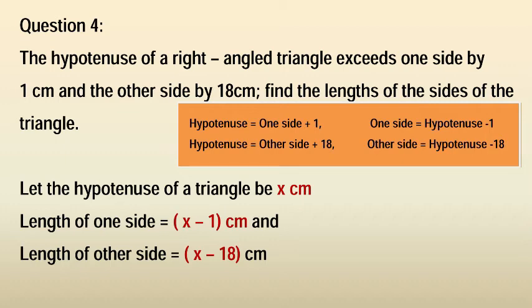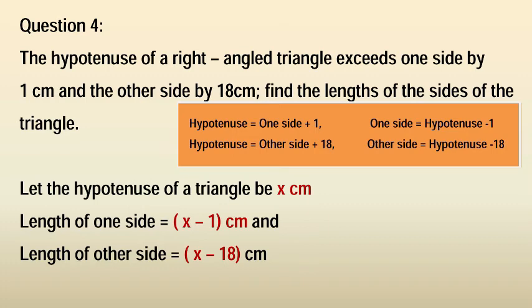So I have written it in the form of an equation. Hypotenuse is equal to measure of one side plus 1. Similarly, it exceeds the other side by 18 centimeter. So hypotenuse is equal to measure of the other side of the triangle plus 18. So this equation can be represented in such a way that measure of one side of a triangle is equal to hypotenuse minus 1. Similarly, measure of the other side of a triangle is equal to hypotenuse minus 18. This is just a clue box to make you understand the question. Do not copy this to your classwork.